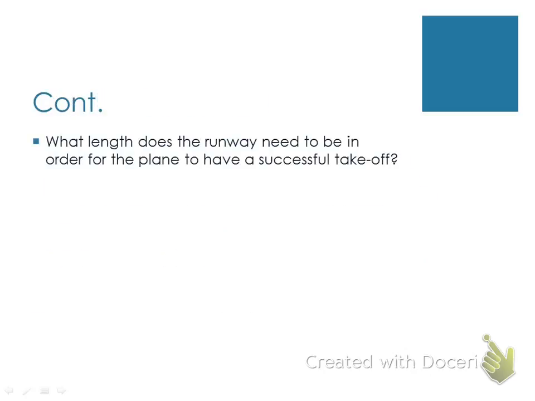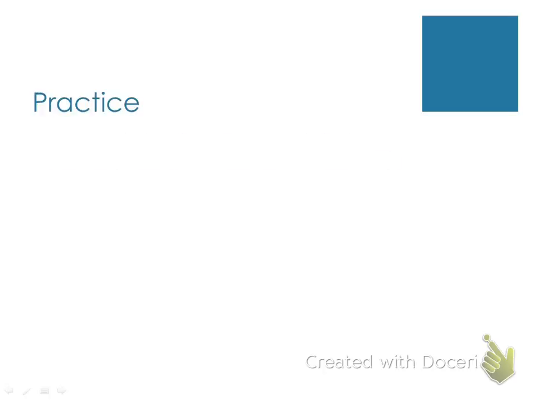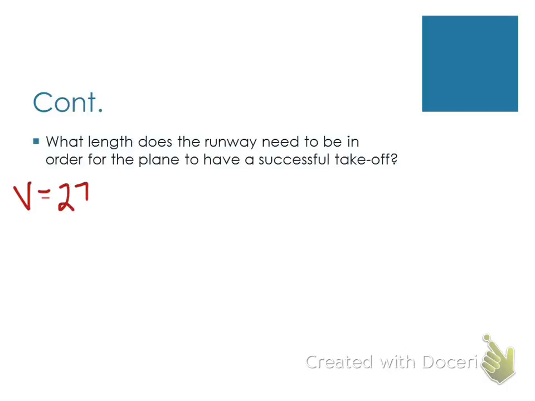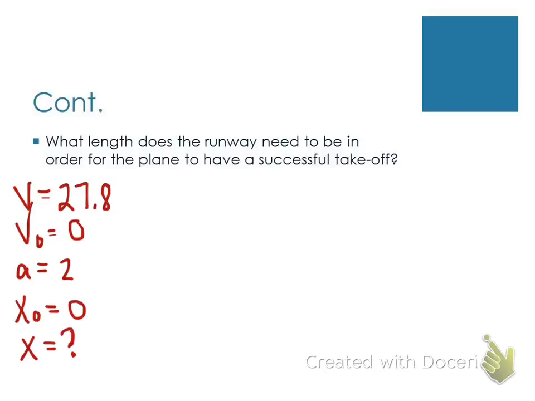What length does the runway need to be in order for the plane to have a successful takeoff? So now, what are we going to use for our final velocity? We're going to use that 27.8 that it's got to reach, right? But what variable are we not going to use this time? Yeah, we're going to solve for x instead of using that 150, right? So here we're going to use the velocity from the last problem, which they told us it needs to reach, 27.8. That's going to be our final velocity this time, because that's the speed that it has to get to. We know initial velocity is 0. We know our acceleration is going to remain the same. We know our initial position is 0. We're going to solve for what length that runway needs to be in order for it to get up to the right speed. Are we on the same page here?